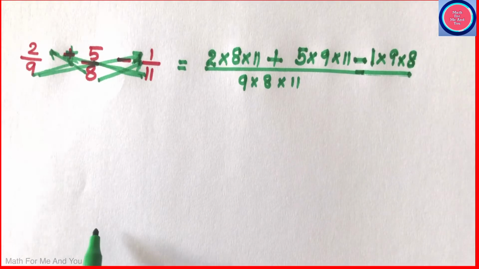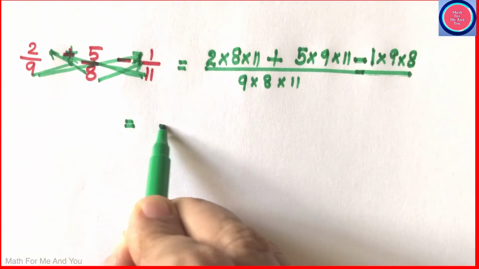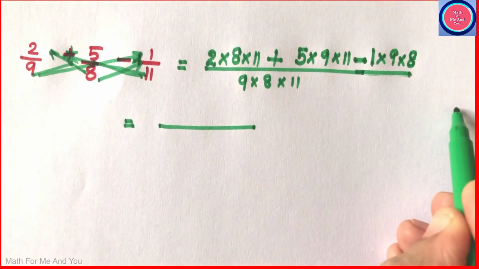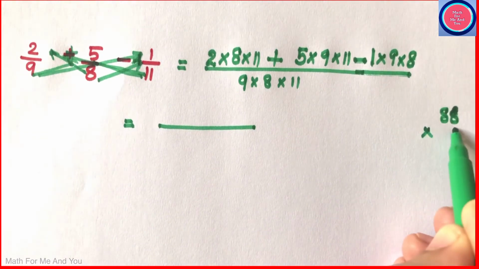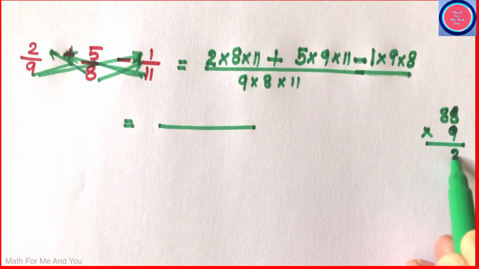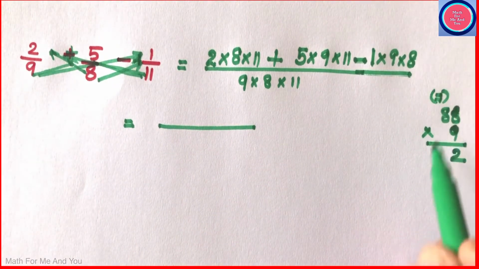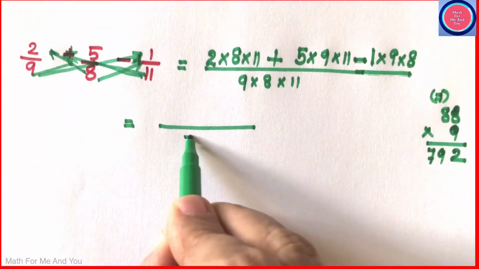Shall we simplify? Yes. Start with the denominator. What is the denominator? 9 times 8 times 11. 11 times 8, 88 times 9 we could do. 88 times 9, how much? 9, 8, 72, 7 over there. 9, 8, 72 plus 7, 79. So we get the denominator 792.